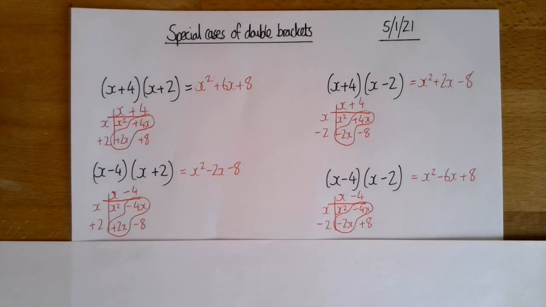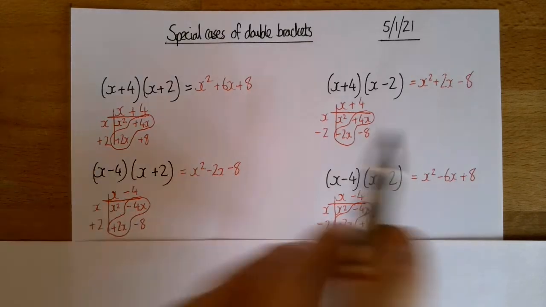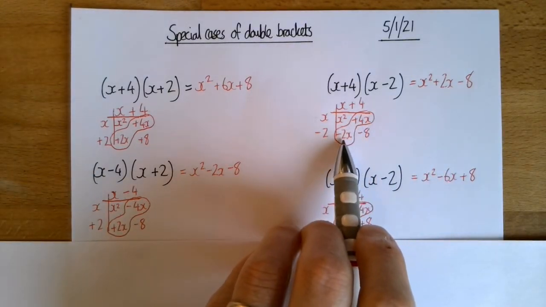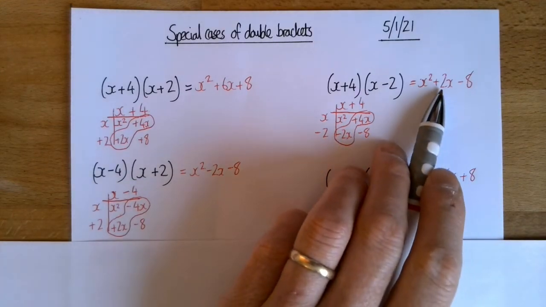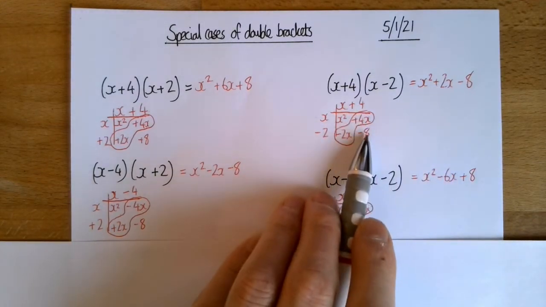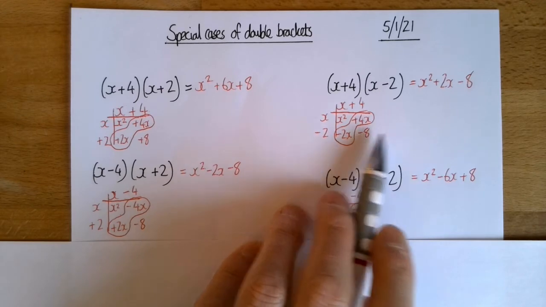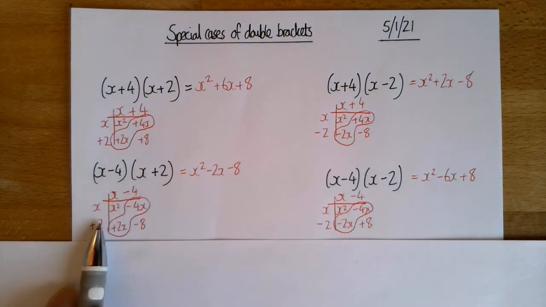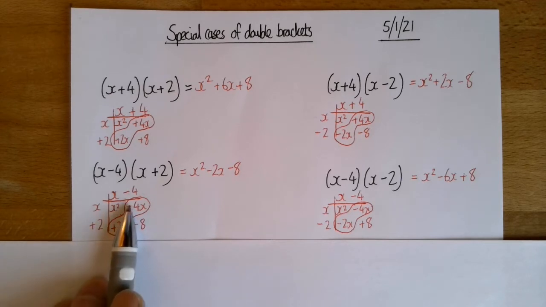Okay, so I'll let you have a quick look at that, see if you can see whether you got them right. So up here, I've got a 4x minus a 2x, which is why I'm left with just 2 x's. And because when I'm multiplying, a mixture makes a minus, that's minus 8. Down here, still a minus, because it's a mixture, minus 4 and plus 2. But when I peanut, I've got a minus 4, and then I add 2.